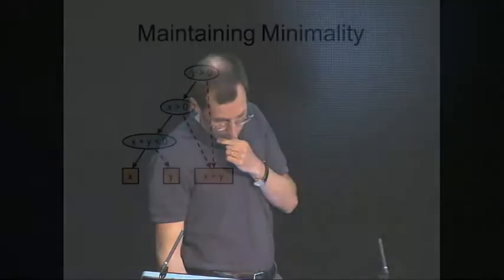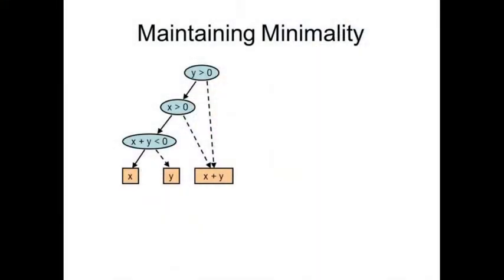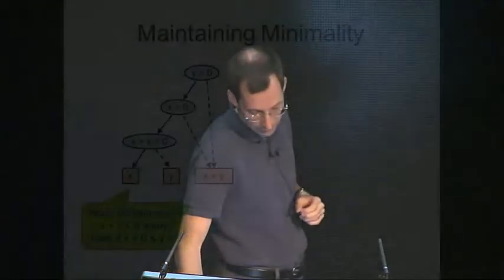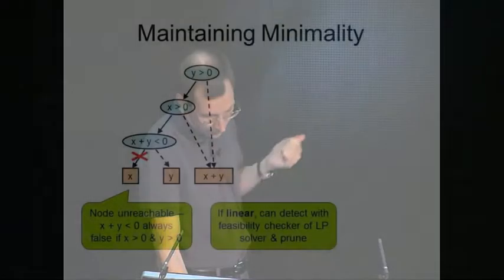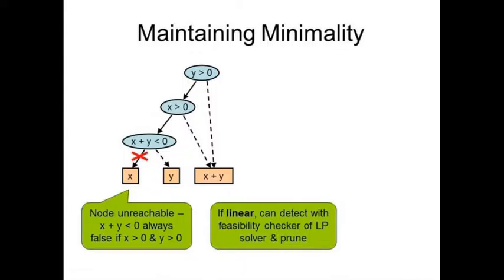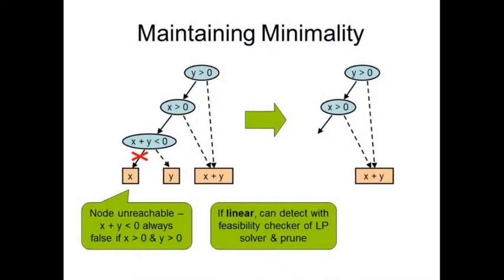Okay. Now, I did say earlier that the decisions do interact, and I do want to point out one unfortunate problem that happens here. So what if y is greater than 0 and x is greater than 0? Can x plus y be less than 0? No, right? You can never reach this leftmost leaf. So you'd want to print it out and promote the right-hand branch, the y, in place of this decision.